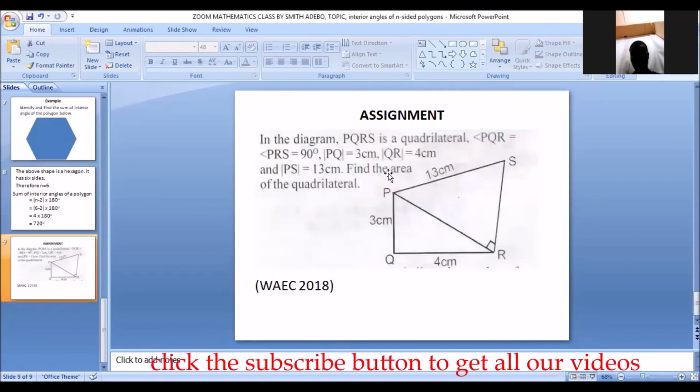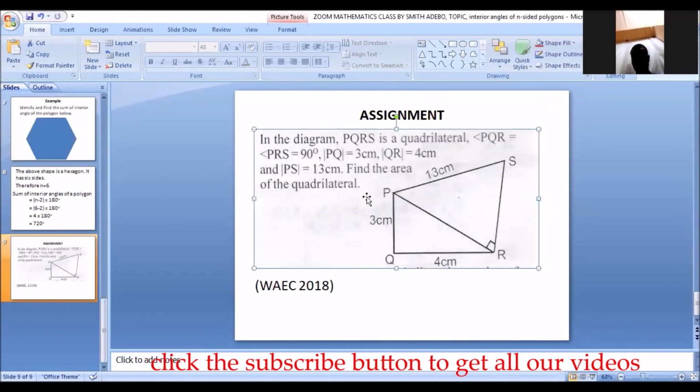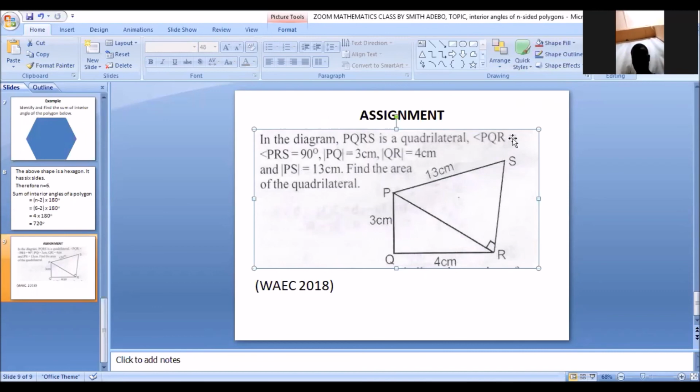Now, this is a question from WAEC 2018. It says in the diagram PQRS, the diagram is a quadrilateral. Angle PQR equals angle PRS and is equal to 90 degrees. The line PQ is equal to 3 cm and line QR equals 4 cm. And line PS equals 13 cm. Now, find the area of this particular quadrilateral. This quadrilateral has 4 sides, 1, 2, 3, 4, because it's a quadrilateral. I told you that any plane shape that is called a quadrilateral has 4 sides.